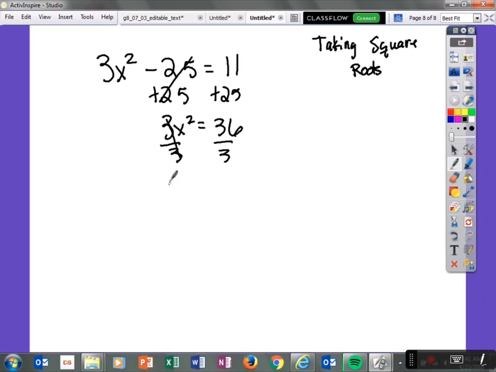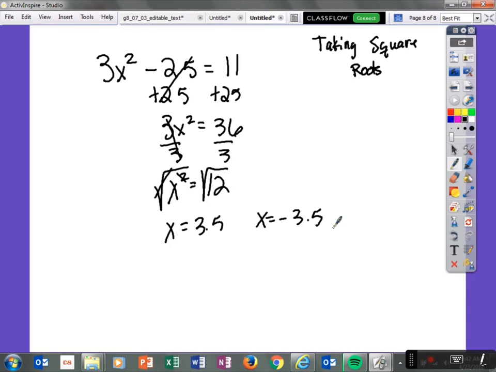Am I done? No. Gotta take the square root. Right, we gotta get rid of the square, so we take the square root. The square root and square cancel, leaving us with x. And what is the square root of 12? It's 3.5, and negative 3.5. Very good. Any questions on that? These are easy. Is that all on these ones?